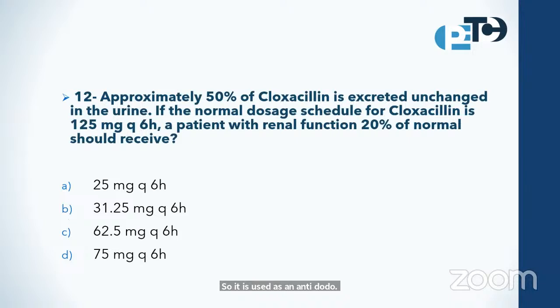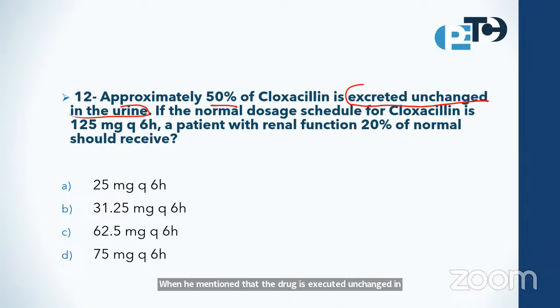Let us see this type of calculation, pharmacokinetic calculations. Approximately 50% of cloxacillin is excreted unchanged in the urine. What is the meaning of this expression, excreted unchanged in the urine? What does this reflect? Please pay attention to this point. When he mentions that the drug is excreted unchanged in the urine, this means that the kidney does not affect the excretion of the drug.